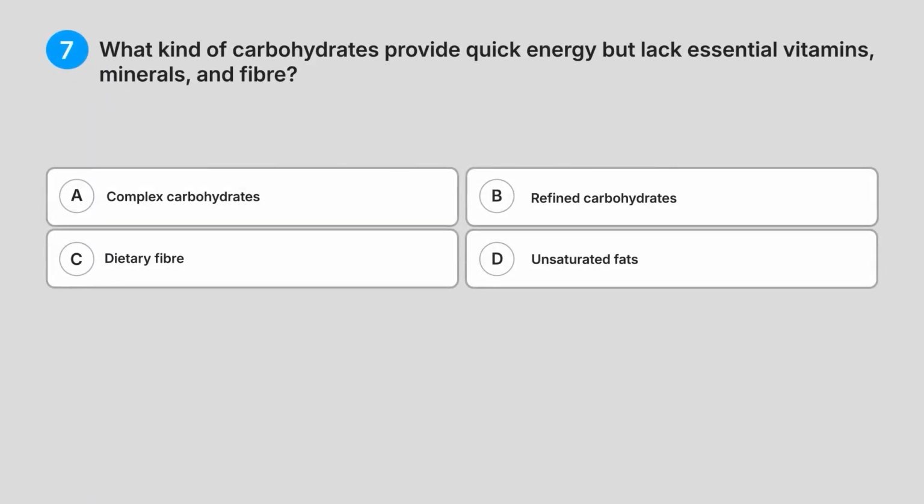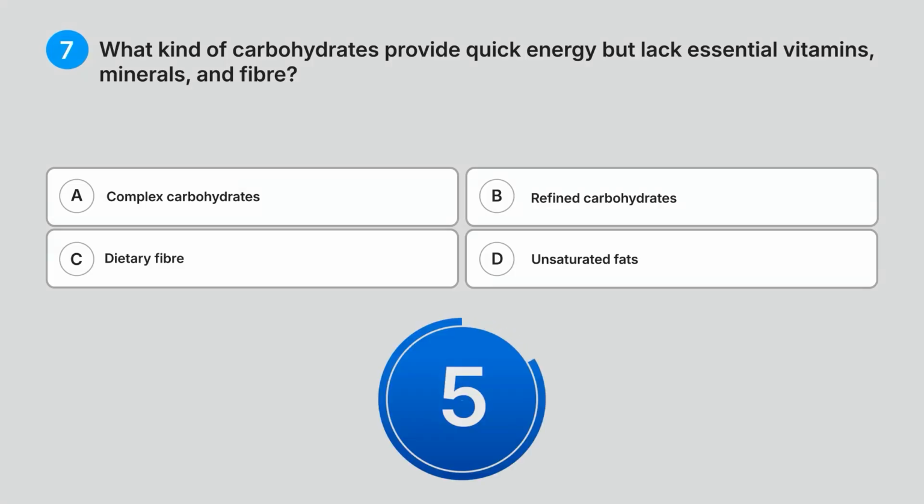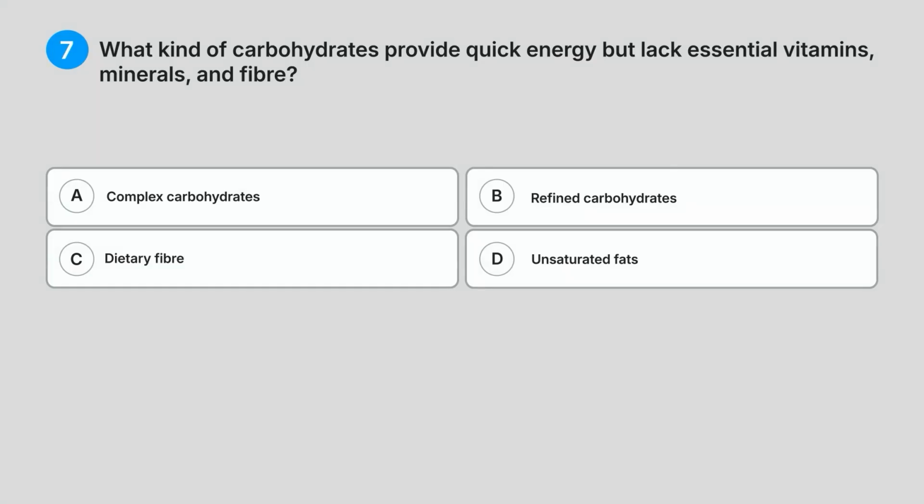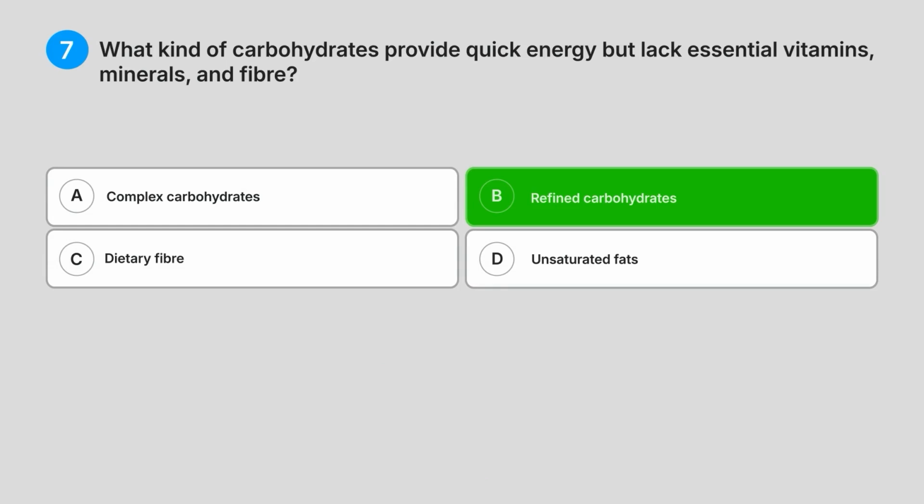7. What kind of carbohydrates provide quick energy but lack essential vitamins, minerals, and fiber? A. Complex carbohydrates. B. Refined carbohydrates. C. Dietary fiber. D. Unsaturated fats. Do you know the answer? Correct answer: B. Refined carbohydrates.